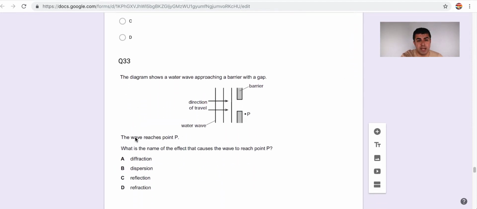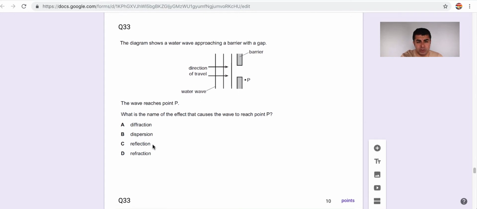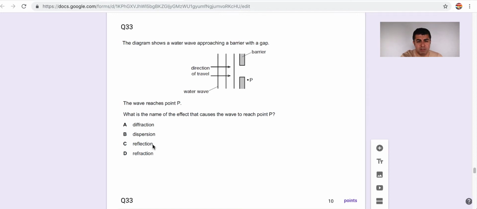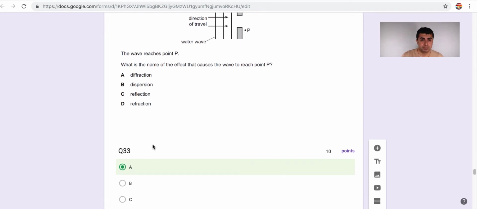Question 33. The diagram shows a water wave approaching a barrier with a gap. The wave reaches point P. What is the name of the effect that causes the wave to reach point P? It's diffraction. When you pass through a gap or any obstacle, waves will bend around that gap or obstacle. If the gap is small enough, the diffraction will be maximum, and if the gap is big, then diffraction will be minimum. In other words, it looks fairly straight with curved edges when diffraction is minimum, and the waves are rather curved if diffraction is maximum.